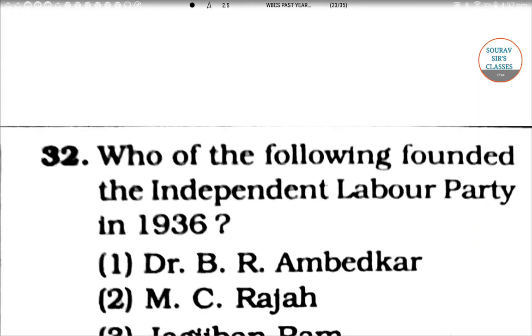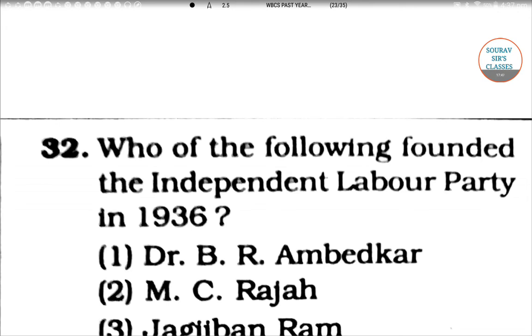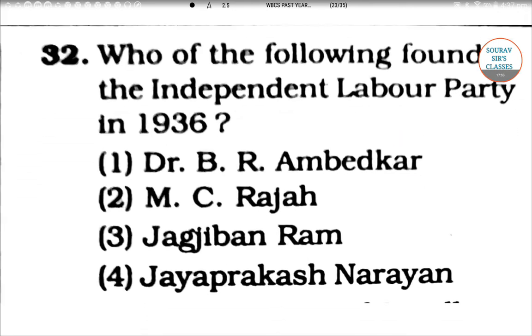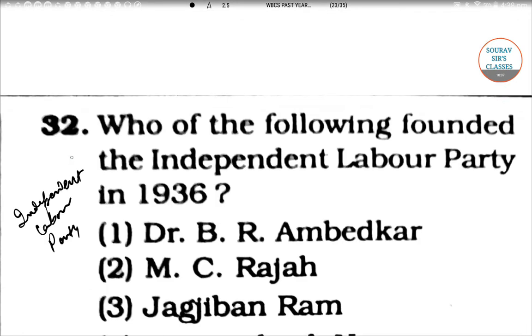Who of the following founded the Independent Labour Party in 1936? B.R. Ambedkar, M.C. Raja, Jagjivan Ram, or Jayaprakash Narayan? The Independent Labour Party, that is ILP, was founded by Dr. B.R. Ambedkar in August 1936 against the Brahmanical and capitalist structures in society. It was Ambedkar's first political party. ILP argued for the Indian labour class while also stressing the nature of caste structures and the need for its annihilation.